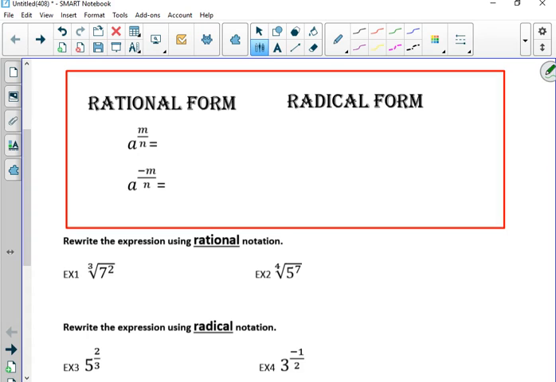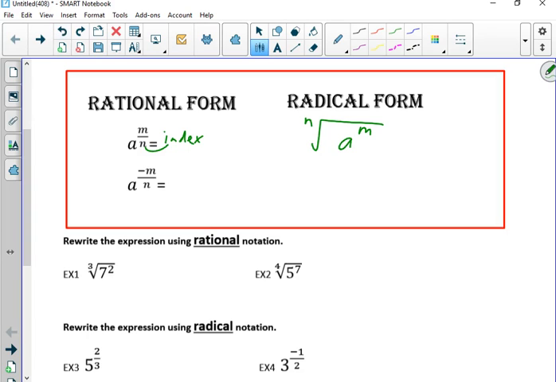The other way to write this as a radical is like so. Like that. There's the letter A. The top number is the exponent of our number. And n is our index. So just remember, index has an n in it. So it looks like that.